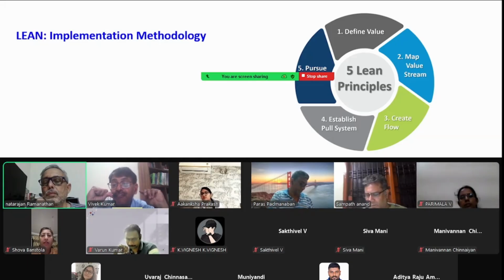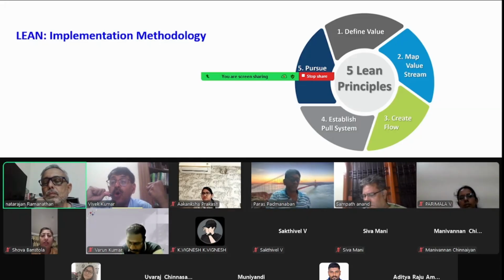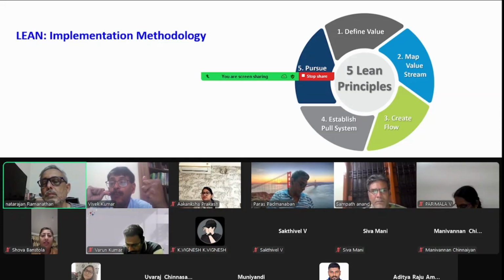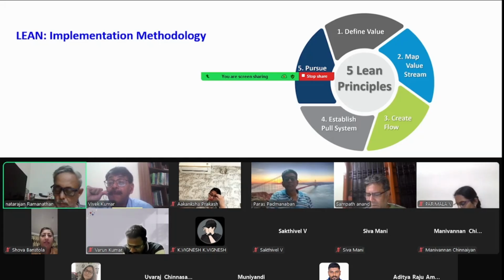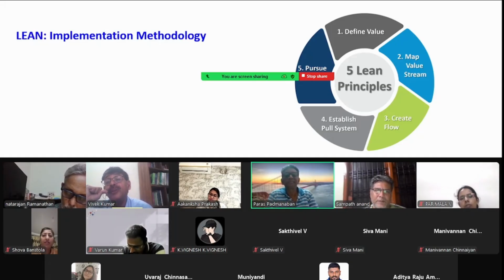Then, for creating flow, we have understood that we are talking of a pull system, which ensures that there is no unnecessary inventory. Hope all of you have understood the JIT system, just in time, which makes sure that there is no unwanted, unnecessary inventory in the pipeline on the shop floor. Yes or no? And for that there are various mechanisms. The most popular and very effective tool is Kanban, the visual communication cards.